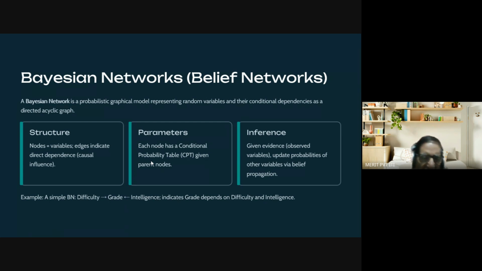Example, a simple Bayesian network with difficulty, grade, and intelligence. It indicates grade depends on difficulty and intelligence. So grade depends on both how difficult the problem is and how intelligent you are. So that's the type of thing.